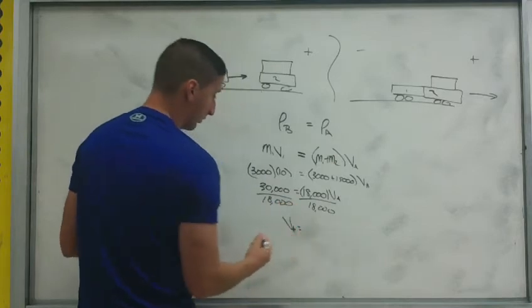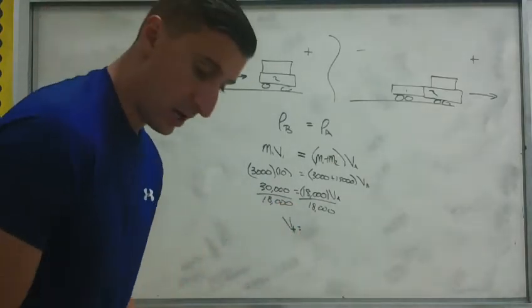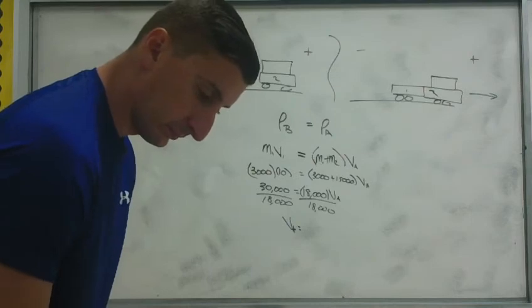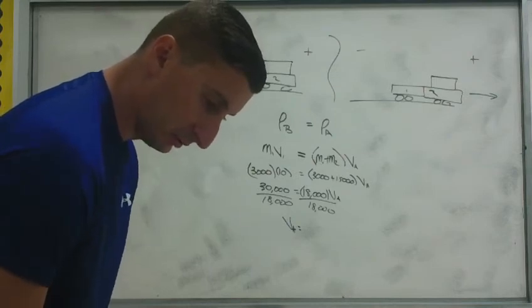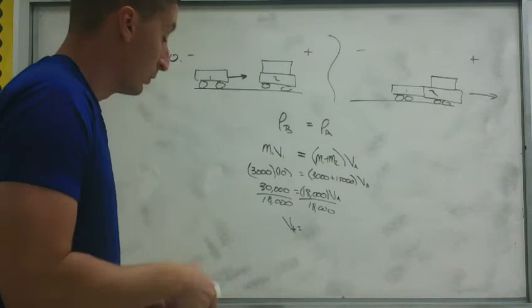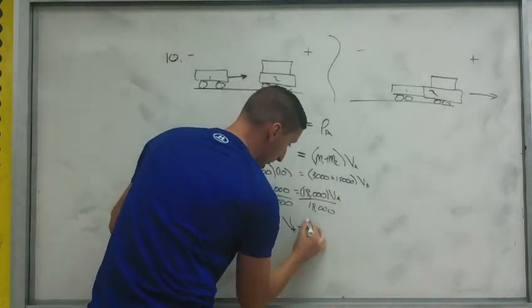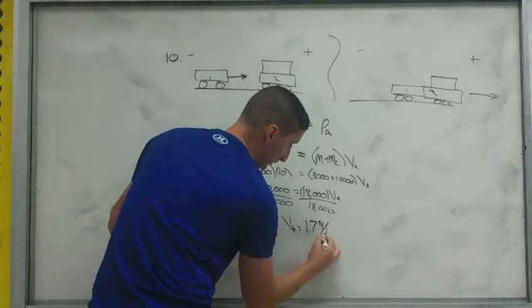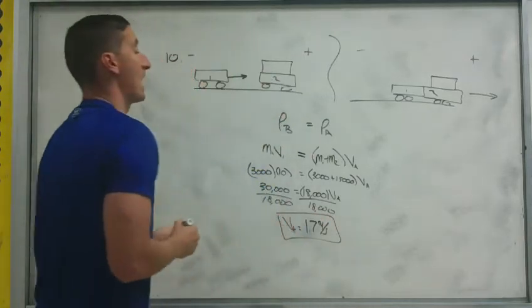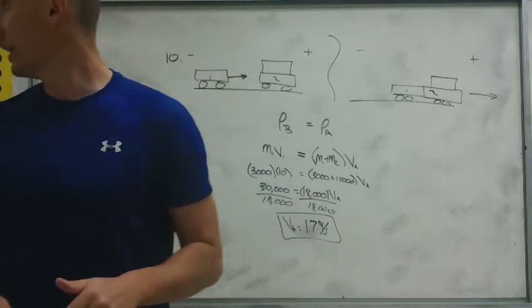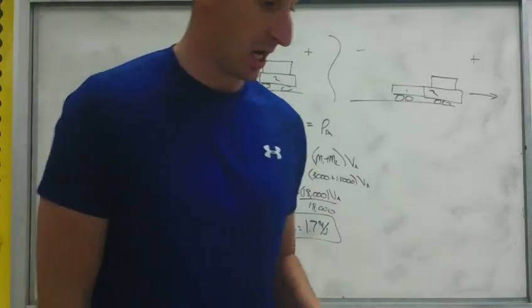Velocity after equals 30,000 divided by 18,000. 1.7 meters per second. So those carts will be traveling at 1.7 meters per second after they collide.